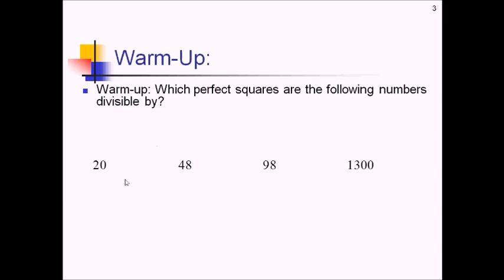All right, let's see if you got them all. 20, that's divisible by 4. 48 is also divisible by 4, but also 16. 98, that's divisible by 49. And 1300, that's divisible by a few things. So 4 is definitely going to go into this because 100 does. 25 is going to go into this because 100 does. And, oh yeah, 100.